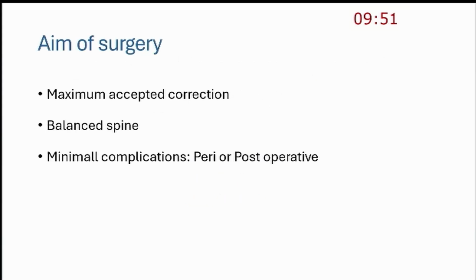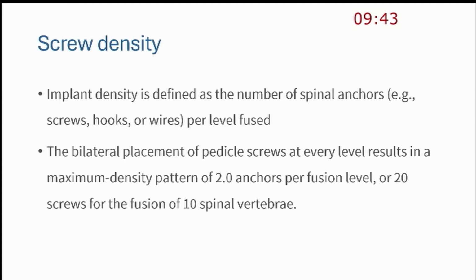Regarding the aim of surgery in spinal deformity: maximum acceptable correction, a balanced spine, and minimal or no complications. Screw density is defined as the number of spinal anchors, whatever the type, whether screws, hooks, or wires, per level fused. The bilateral placement of pedicle screws at every level results in the maximum density, that is 2.